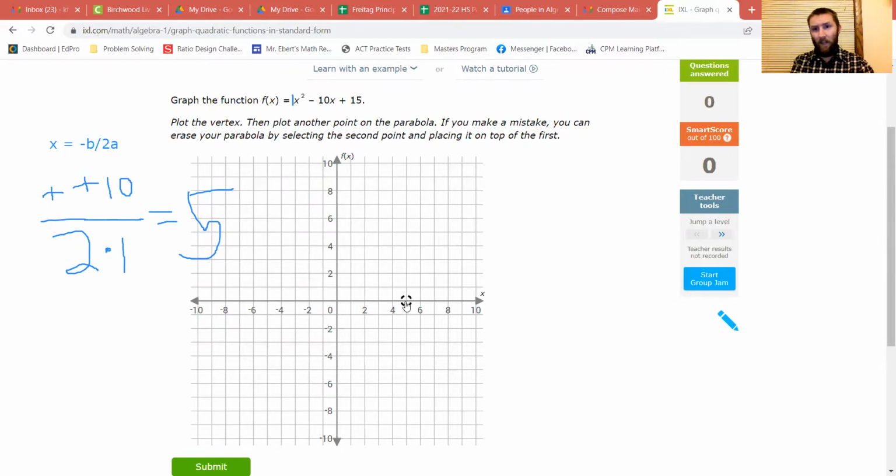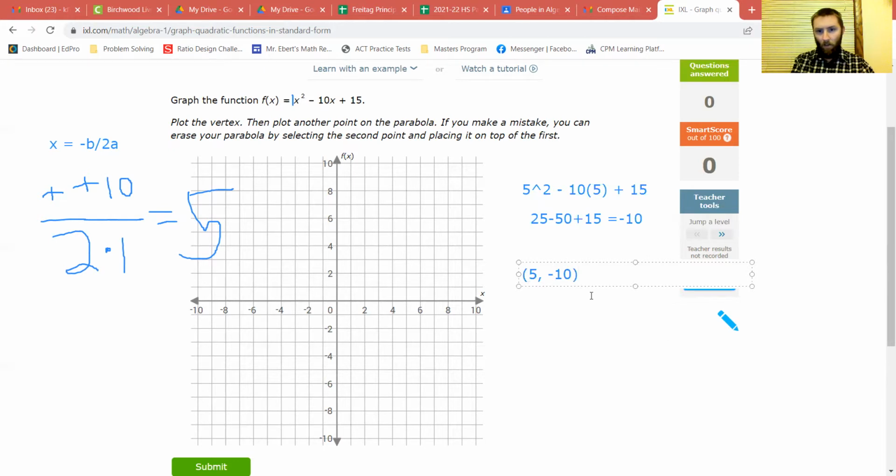To do that, we have to plug the 5 into the equation. That equation is going to say 5 squared, minus 10 times 5, because we're replacing the x with a 5, and then plus 15. That is going to equal 25 minus 50 plus 15, which, if you do that math, negative 25 plus 15 is going to equal negative 10. So negative 10 is my y coordinate of the vertex, which means overall my vertex is 5, negative 10.